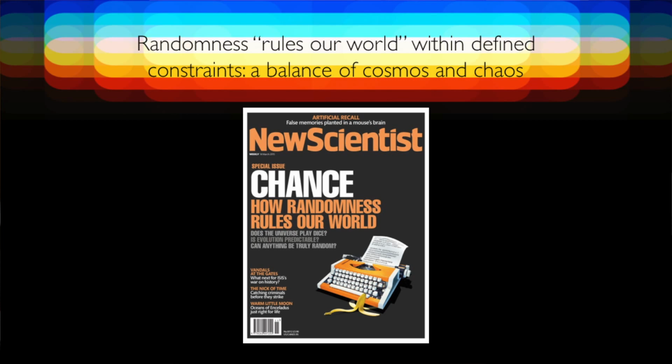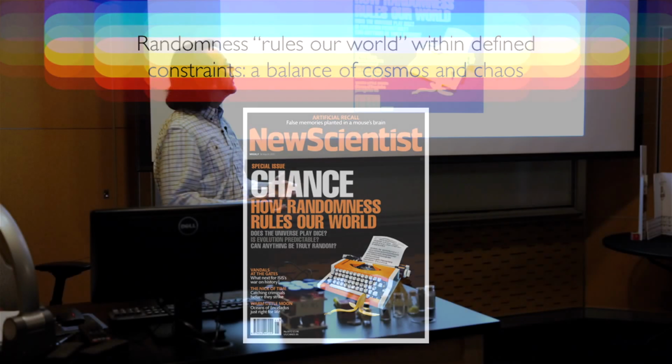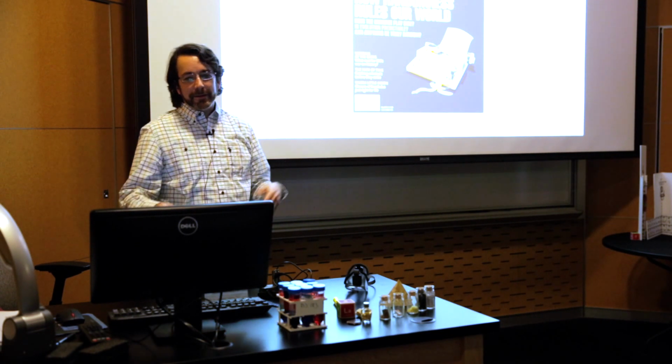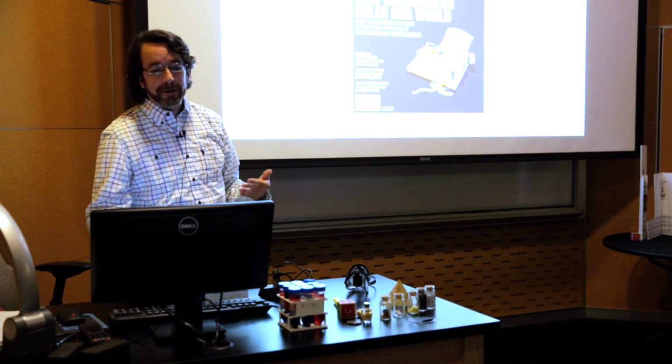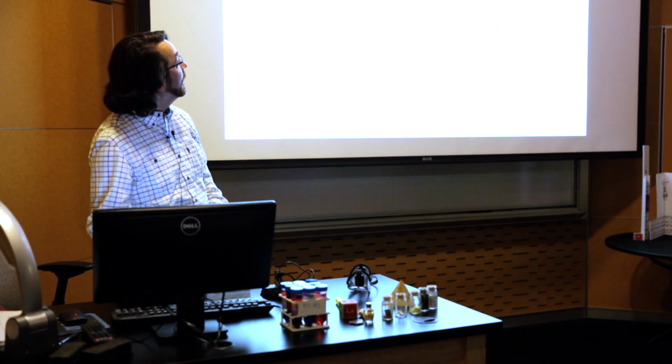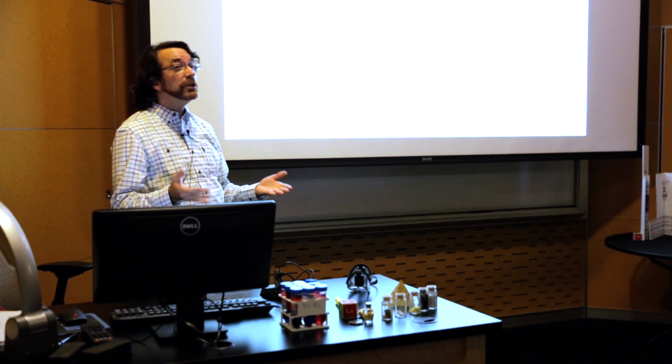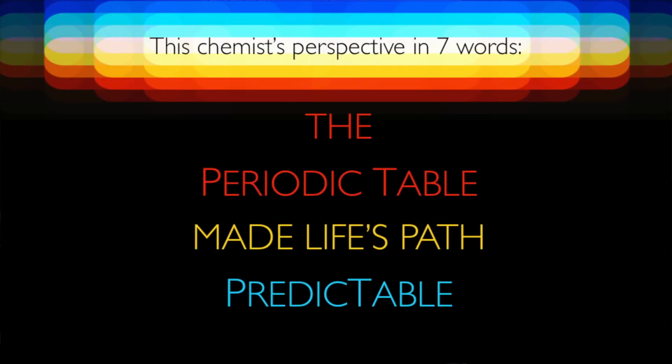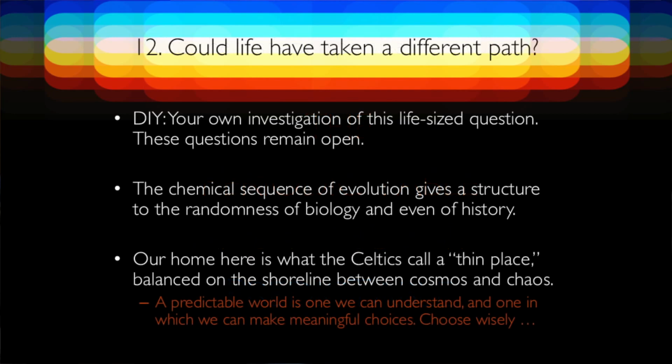The headline writers might not always know what's actually in the article, because if you read this article, you find that you have a different perspective, and you can look at things a different way. It looks like we're on a shoreline, sort of, between cosmos and chaos, and we can, in some way, choose how we look at it. So my perspective in 7 words: the periodic table made life's path predictable. And the DIY here is yours. It's your life. It's your own, it's your fundamental possession.